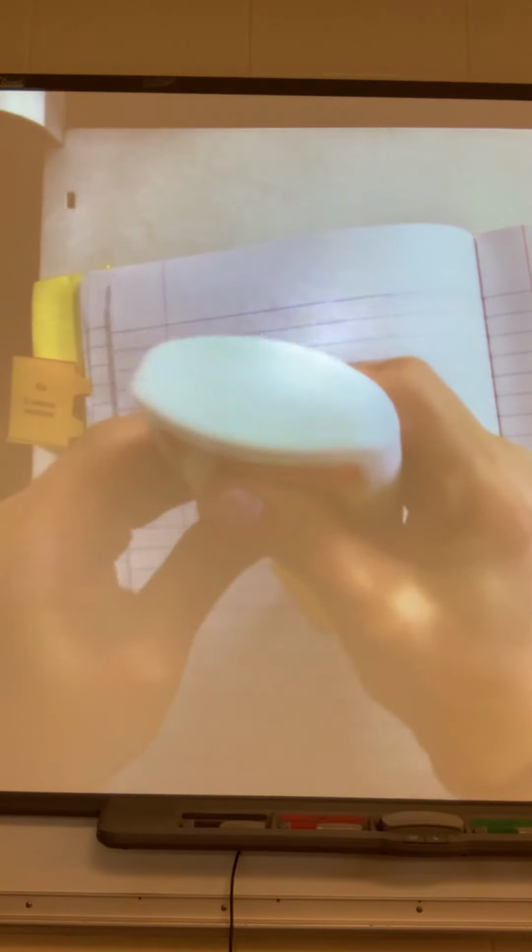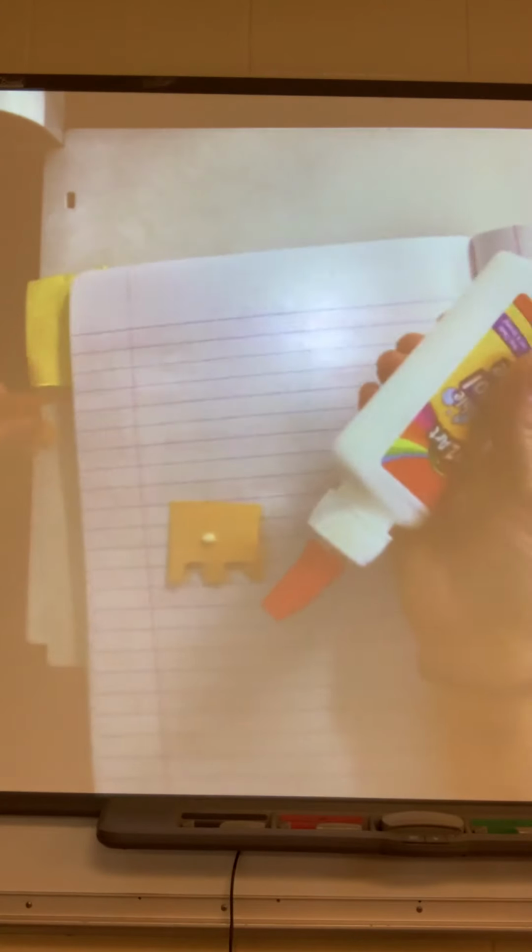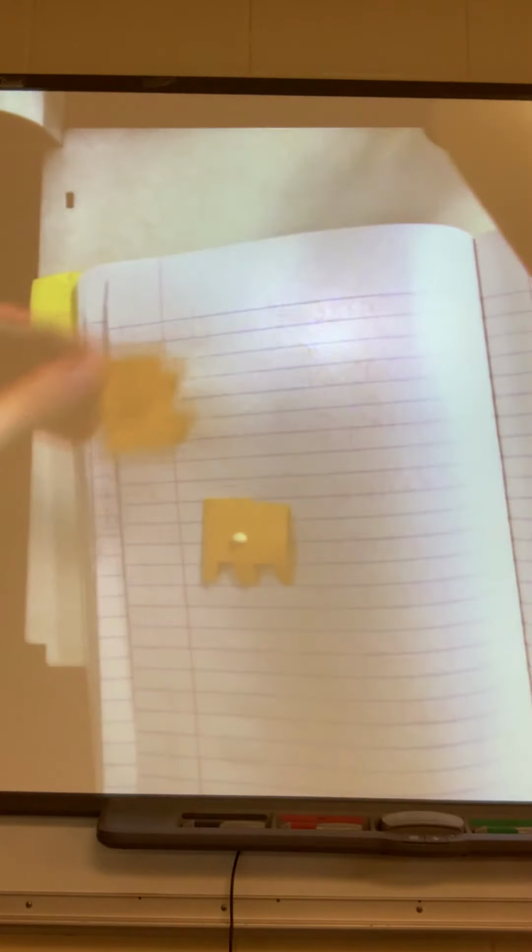So I'm just going to put a drop of glue on them. And I say that, my glue bottle just quit. I'm so sorry. We're just going to put a drop of glue, and then we're going to put them down on the next page in our notebook. Okay? So if I do that, I have it like this.